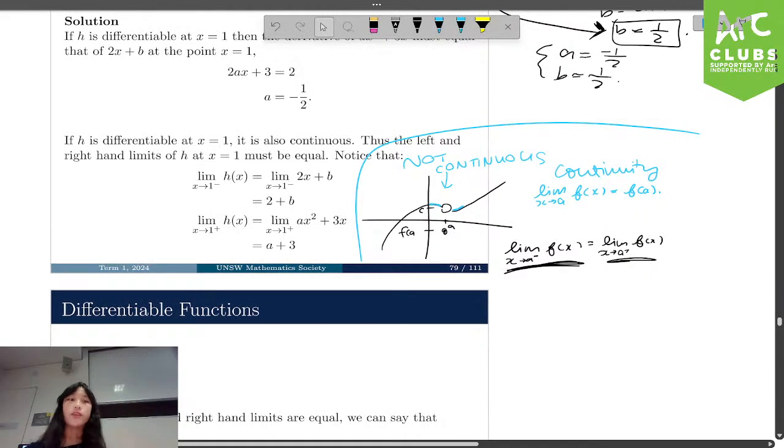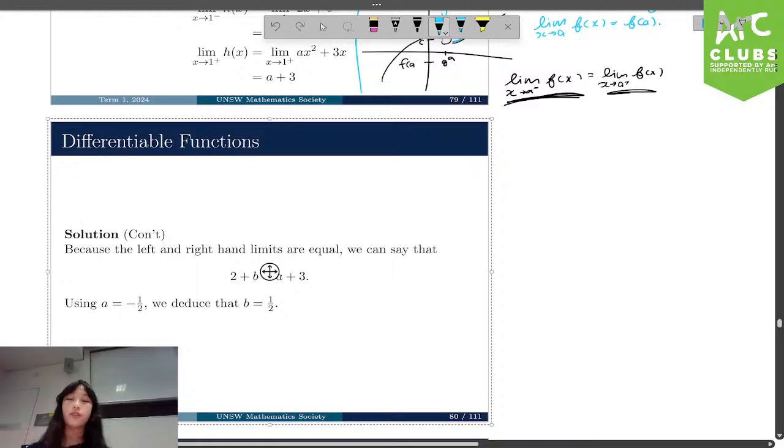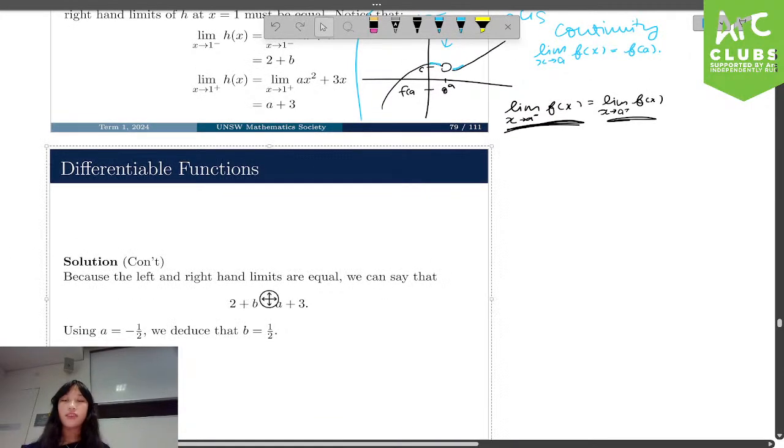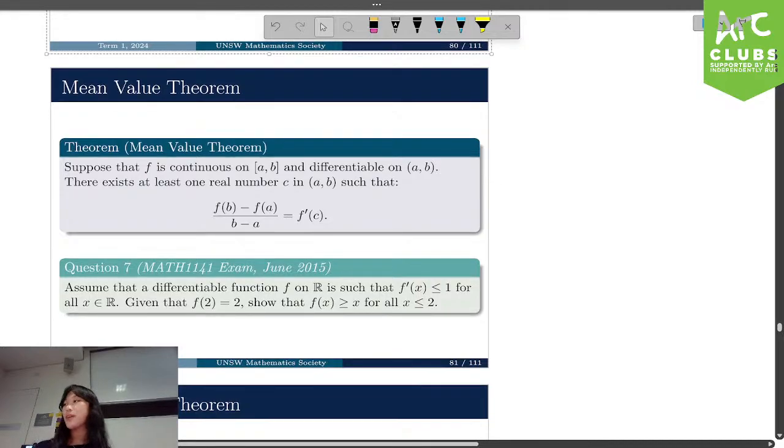So that's like a prerequisite of continuity, which is this limit existing and being equal to the function value. So here it's not equal to the function value, which means that it's not continuous. Okay, that's essentially all I've got for differentiable functions. So we're moving on to the mean value theorem now, and I'll hand over to Rashid.